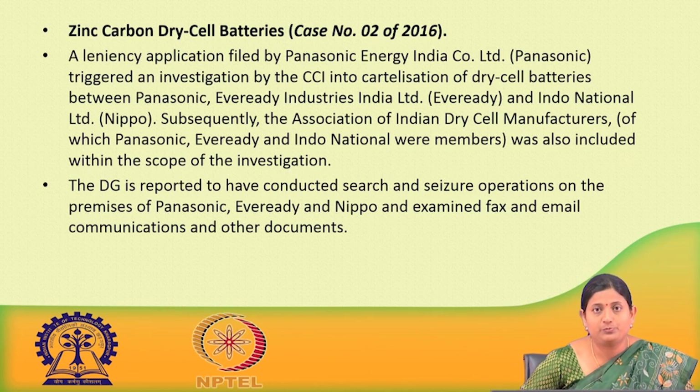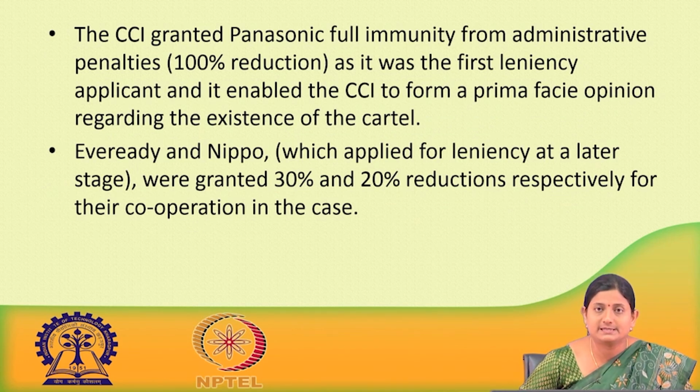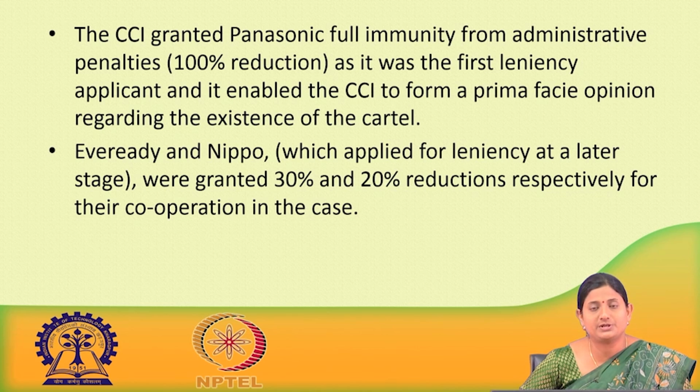So, after this input from Panasonic, the Director General conducted search and seizure operations in the premises of all these 3 companies, and looked into their communications and emails to understand the nature of the cartelization. For this reason the CCI gave full immunity to Panasonic from the administrative penalties, like a 100% reduction in the fine, because this was the first information given, which led the CCI to investigate this matter and find out the existence of the cartel. Secondly, after Panasonic, Eveready and Nippo also came forward for leniency, and they were granted 30% and 20% immunity respectively for their cooperation in the case.